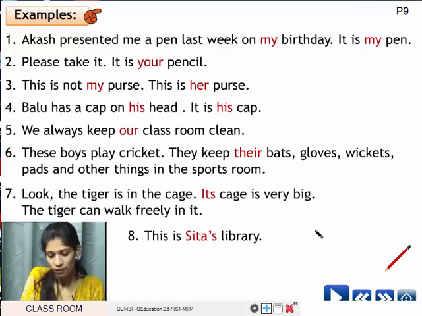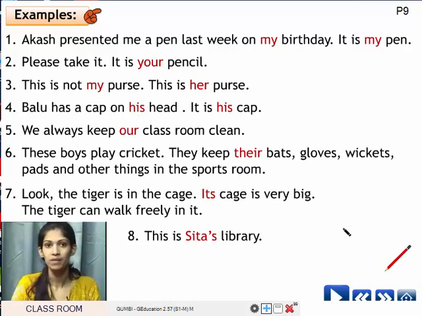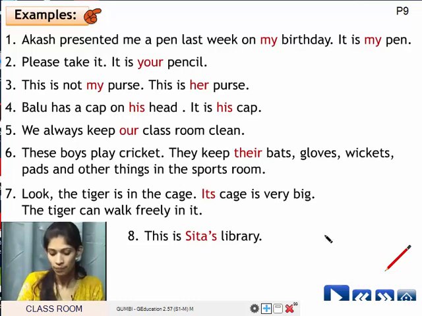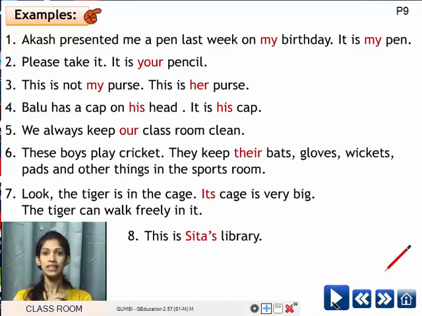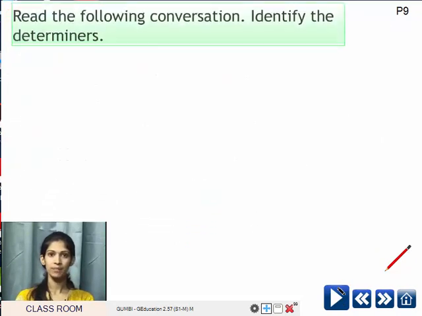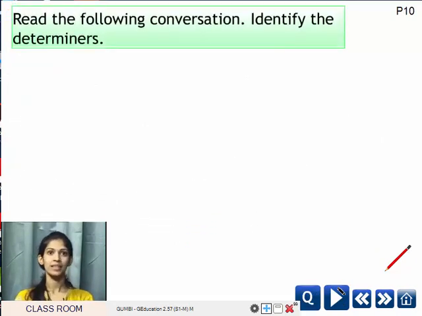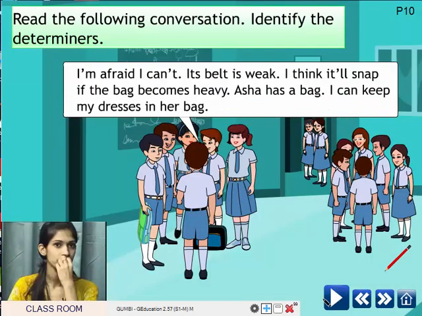Next is: look, the tiger is in the cage. Its cage is very big. The tiger can walk freely in it. So in this sentence its is the determiner. Next is: this is Sita's library. Sita's library.